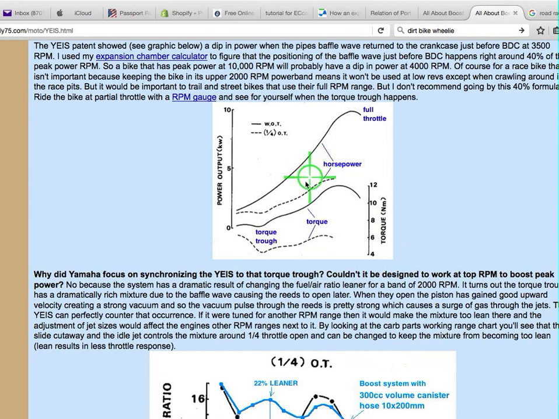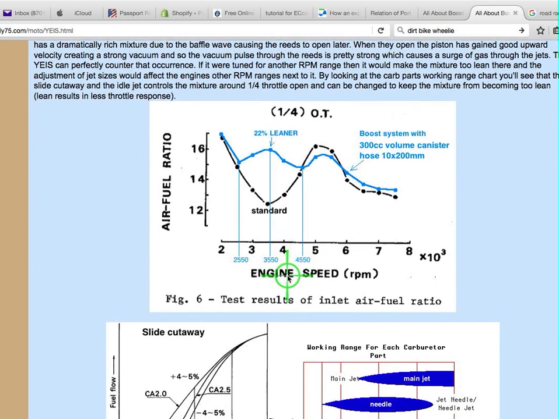This is a typical horsepower graph. This is at partial throttle, this is at full throttle. This little dip right here in power is what you're countering. Of course, if you're racing, most racers keep it within the power band and they don't let it get down to that part of the RPM range. But if you're riding trail or street, or anything other than racing, you're going to experience that RPM range. And this shows what happens during that dip. The air-fuel ratio becomes richer, too rich. And with the boost system, you've got this graph out here which shows that it balances it out.